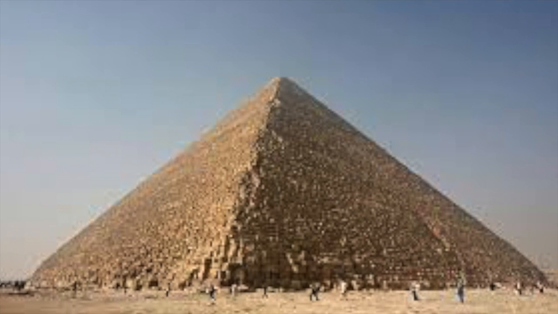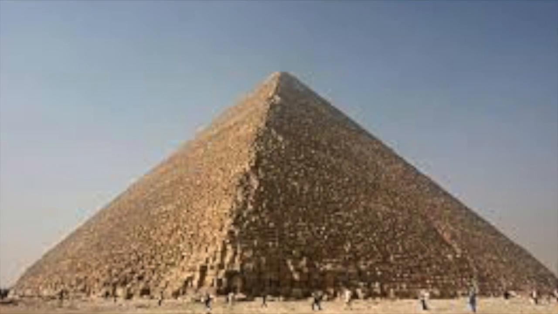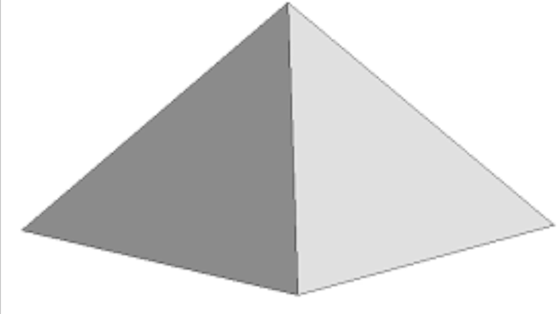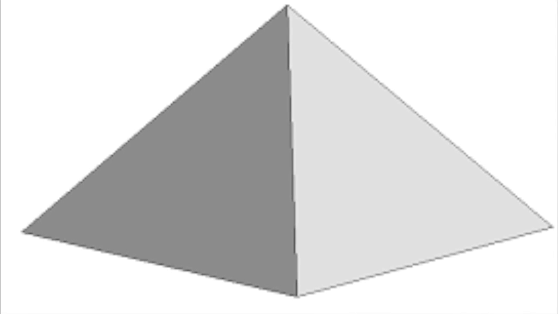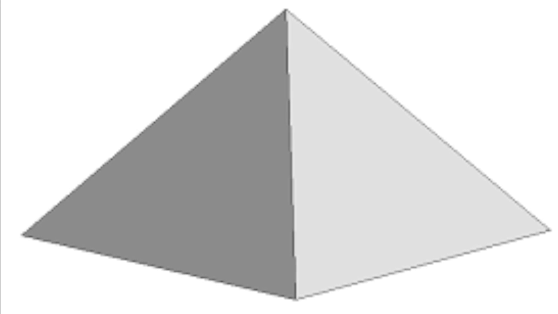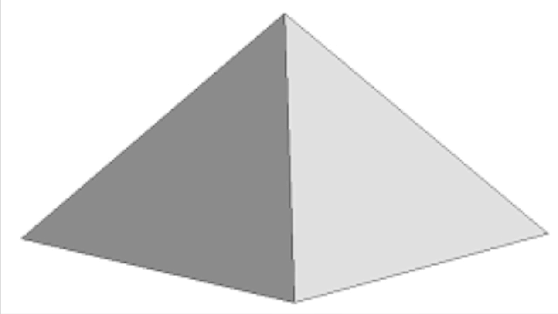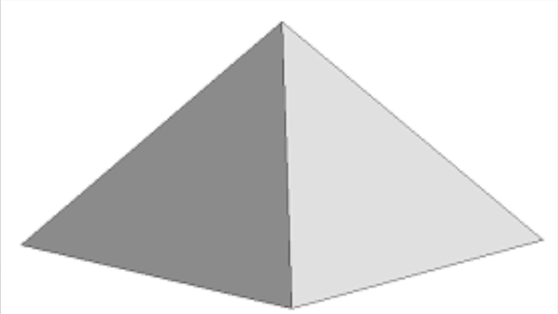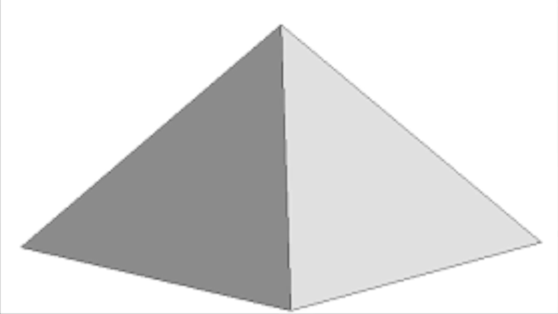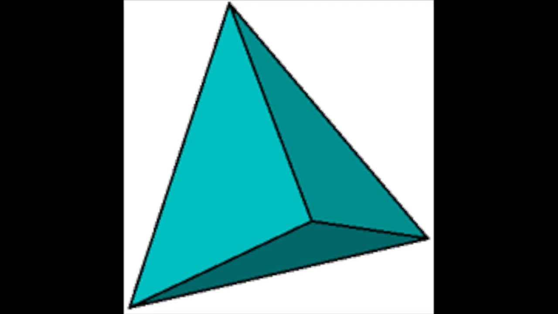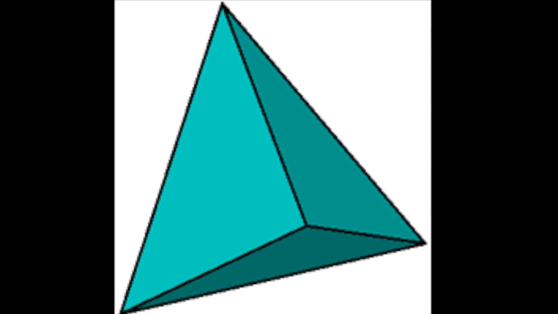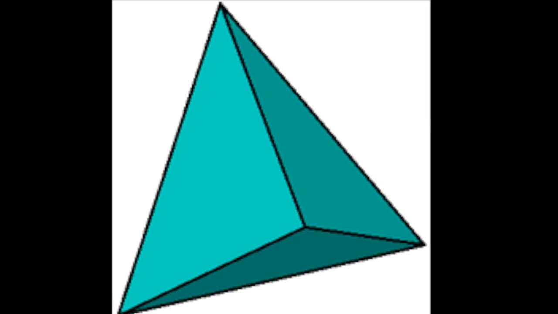This is a pyramid from ancient Egypt. Is this a triangular prism? Here's its basic shape. A square base with 4 triangle faces. This is not a prism because the 2 triangles are not directly across from each other. Here is another type of pyramid, this triangular pyramid with 4 faces, all triangular.